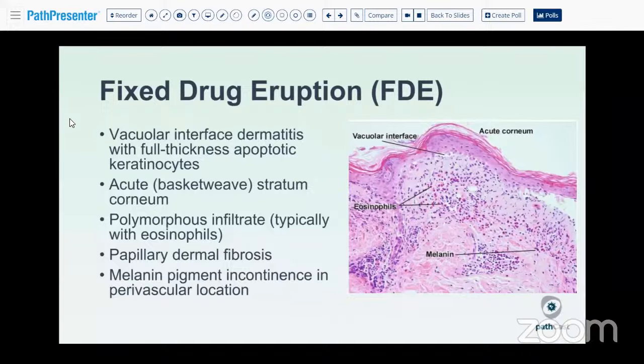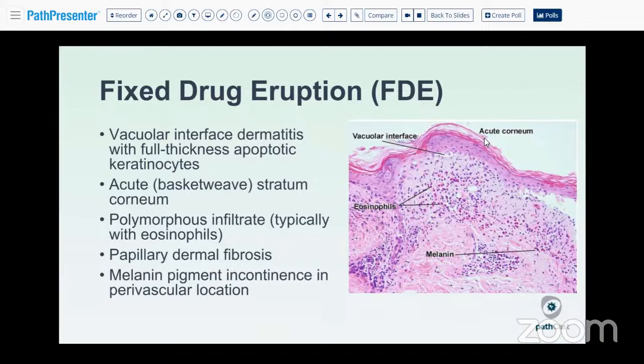Fixed drug eruption for comparison is another vacuolar interface dermatitis with full thickness apoptotic dyskeratotic keratinocytes. So it shares those features with PLEVA. They're both lichenoid or vacuolar interface. They both have full thickness dyskeratotic keratinocytes. But the cornified layer of fixed drug is always basket weave, acute. So a completely normal cornified layer. That's a really unique finding in fixed drug.